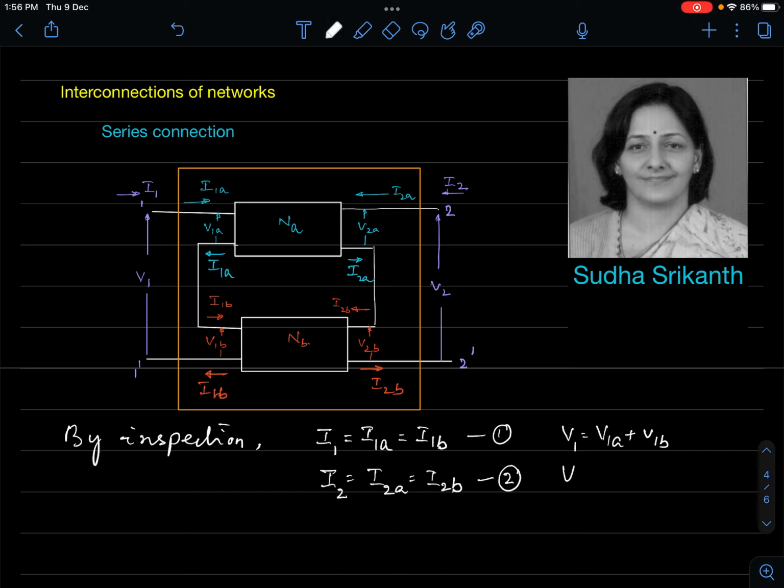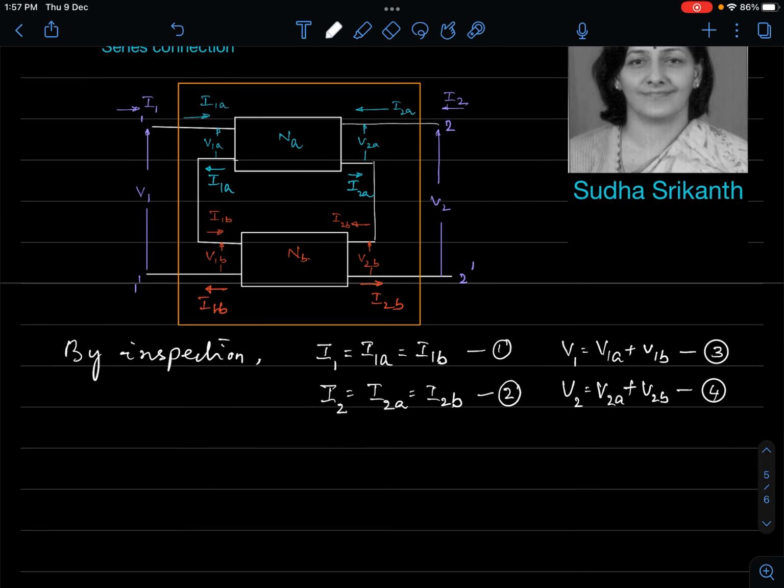Similarly, we can write what V2 is equal to. V2 equals V2 of A plus V2 of B. These voltage relationships we will call equation 3 and this is equation 4. So we have 4 relationships, 2 for currents and 2 for voltages. Now what is our objective? We are trying to get the Z parameters of the series connected network.